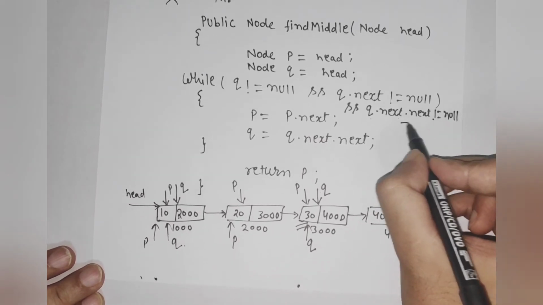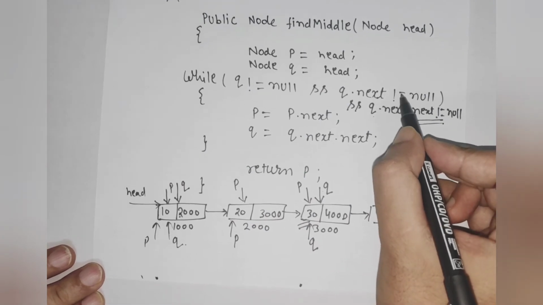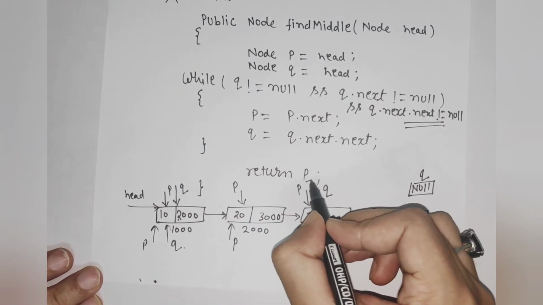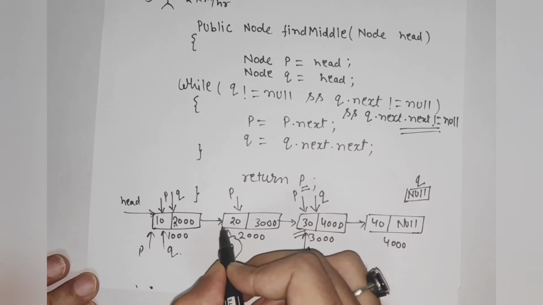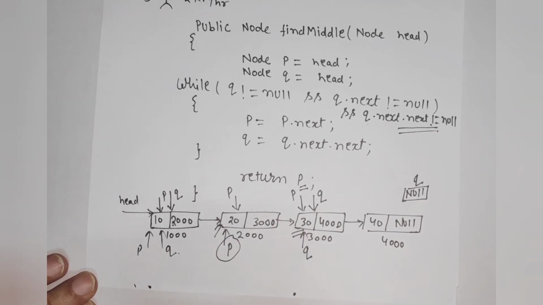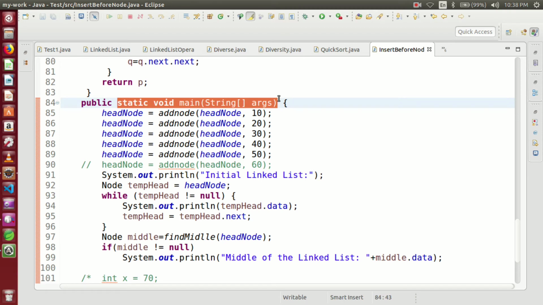So this condition now is false. So this whole condition will be false. So we will come out of this while loop and we will return P. So now in this case our P is here. So this is left hand side mid element. Now let's see the Java code for the finding of middle element in the singly linked list.